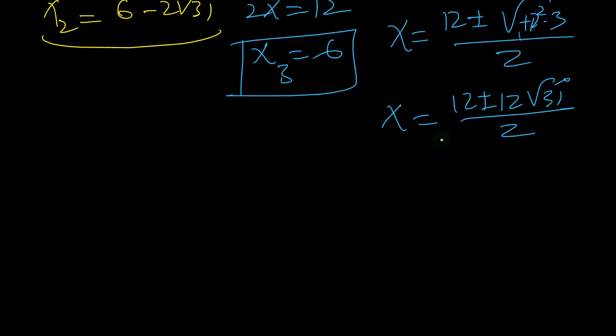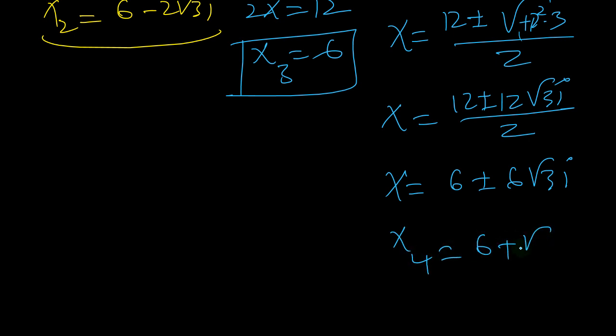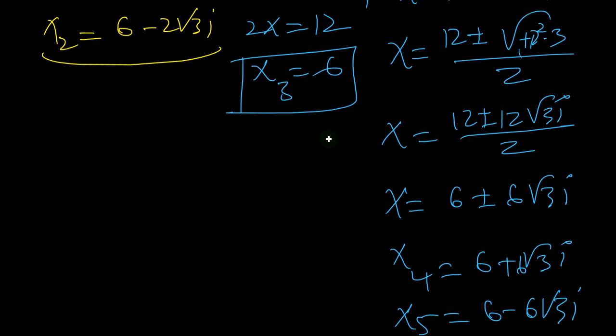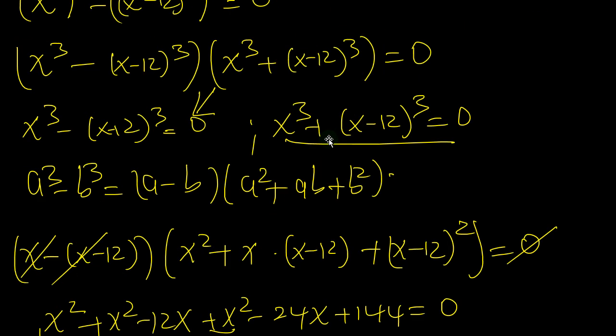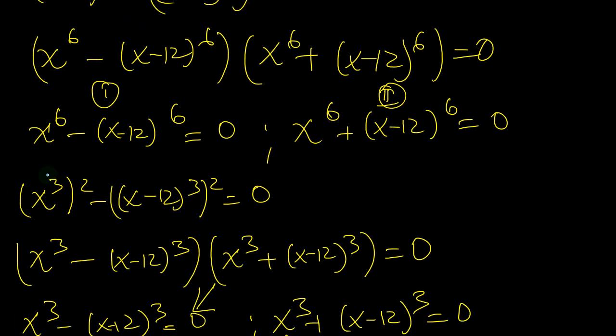So from here we have that x is equal to 6 plus or minus 6 square root of 3i. So x4 is equal to 6 plus 6 square root of 3i, and x5 is going to be 6 minus 6 square root of 3i. And then we are over with the first one.